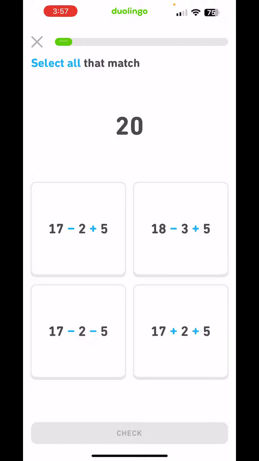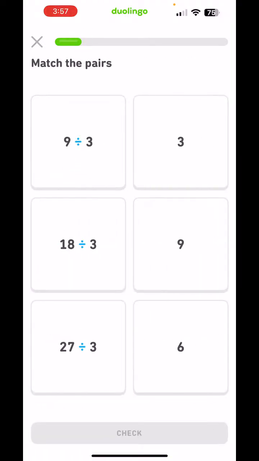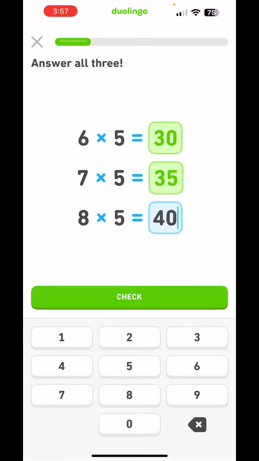Okay. Select all that match. So I guess this is the left to right method. So 20, all right. Plus 5, okay. All right, I guess it's just these two. All right. 9 divided by 3 is 3. 18 divided by 3 is not 6. 27 divided by 3 is 9. 30, 35, 40.